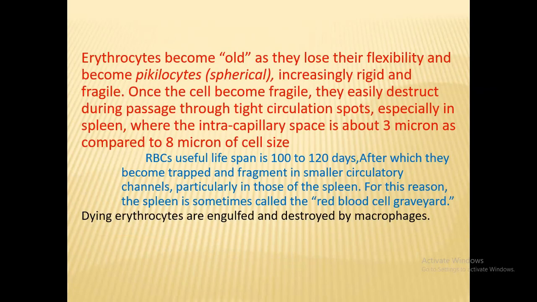Erythrocytes become old, lose their flexibility, become spherical in shape, rigid and fragile. Once the cell becomes fragile, it is easily destroyed during passage through tight circulation spots, especially in the spleen. That's why the spleen is known as the graveyard. The intercapillary size of the spleen is around 3 microns, compared to the 8 micron red blood cells. RBCs have a lifespan of 100 to 120 days, after which they become trapped and fragmented, and they have to be broken down.